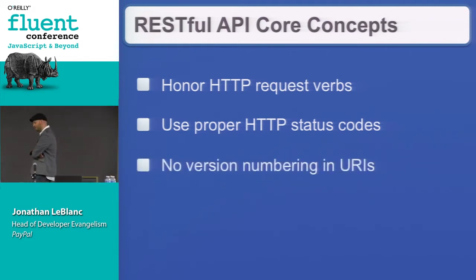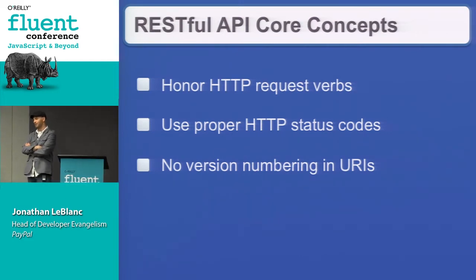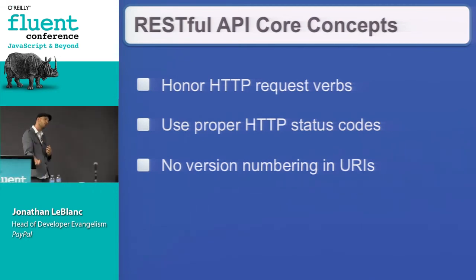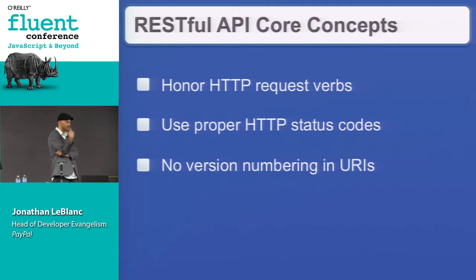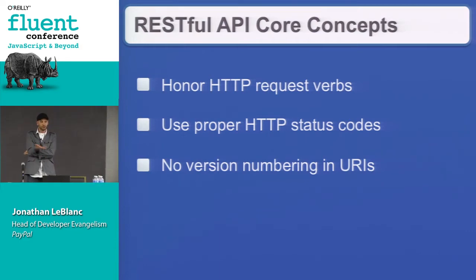Then, no version numbering in the URIs. Now, we're not the best with this one. This one is a choice that the company made overall. Well, you had two camps over at PayPal. They were saying no version numbering or version numbering to support the old way that we do things in our classic APIs. But one of the standards within REST is don't utilize version numbering because it implies a state.